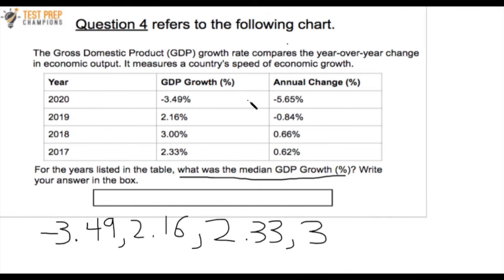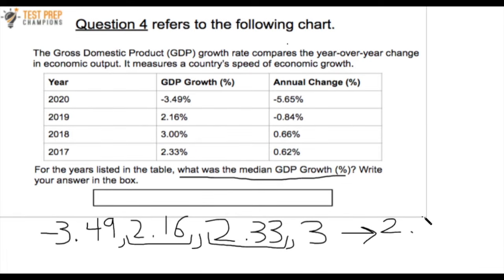So do that. And when we put them in order from smallest to largest, we would do negative 3.49, then 2.16, then 2.33, then 3. All right, so now if you look at this, we see that there's an even number of numbers here. Whenever there's an even number of numbers, we have to take the two numbers that are in the center, which is 2.16 and 2.33, and we have to add those two numbers up, and then we're going to divide by 2.